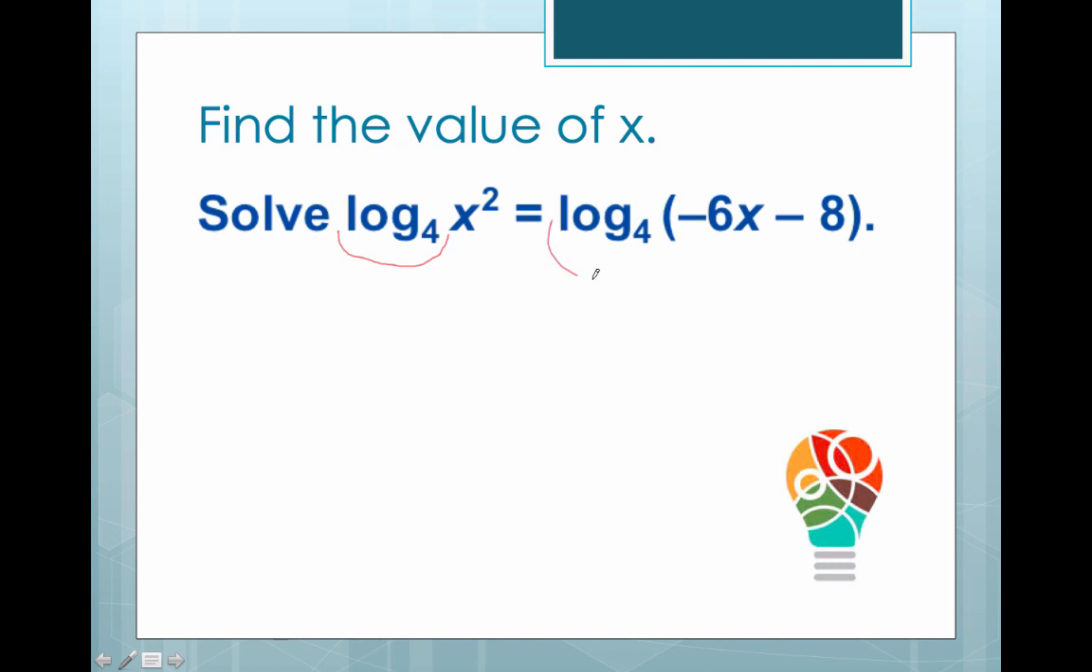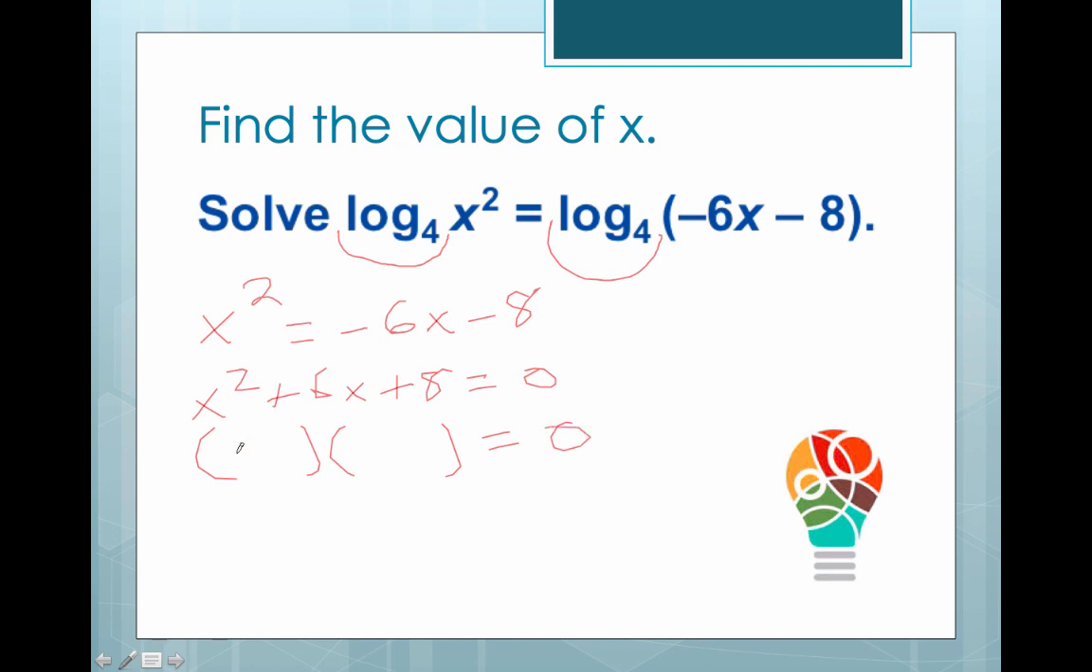This is a single log base 4. This is a single log base 4. And now I'm allowed to drop those logs. And I can say, well, then x squared equals negative 6x minus 8. And I can add that over and add that over. Well, how do we solve a quadratic? Factoring. When am I ever going to use this in my life? Right now, people. Right now. And I get 4 and 2. And I set them both equal to 0. And I set them both equal to 0. And I get negative 4. And I get negative 2.